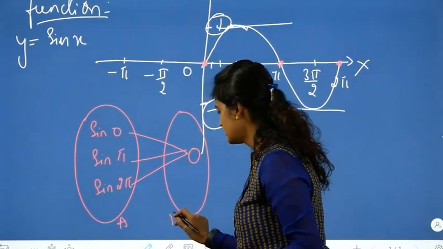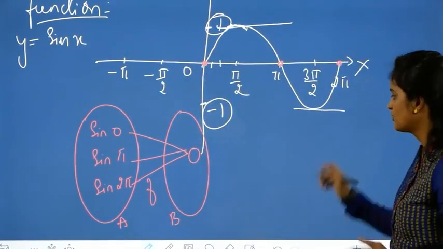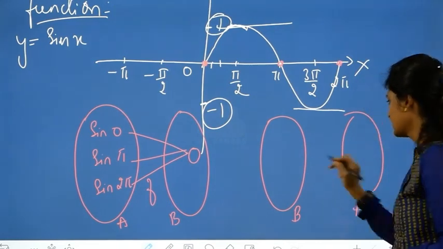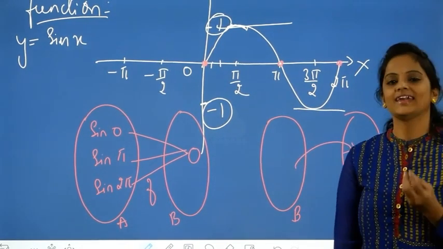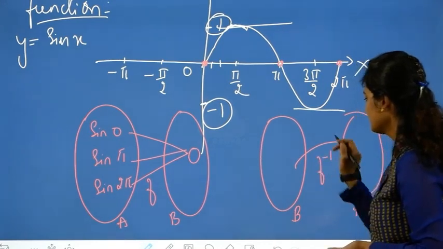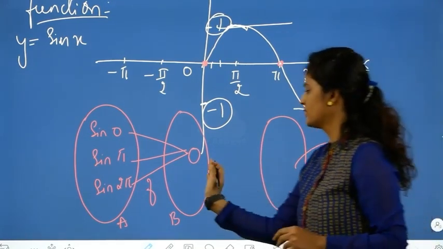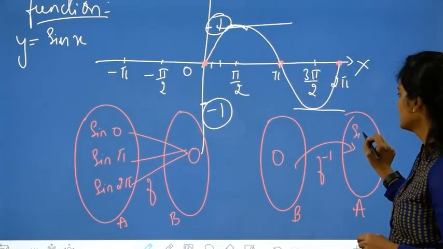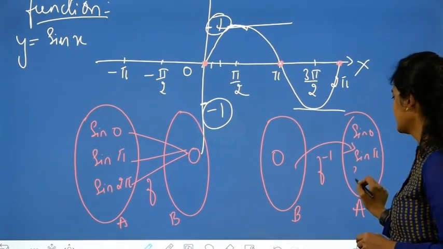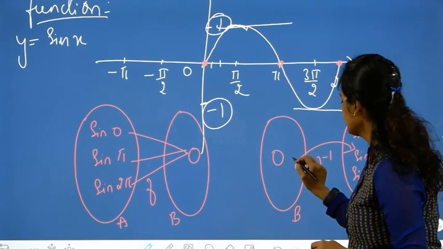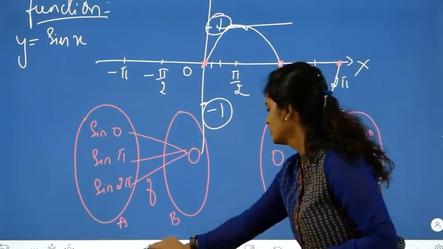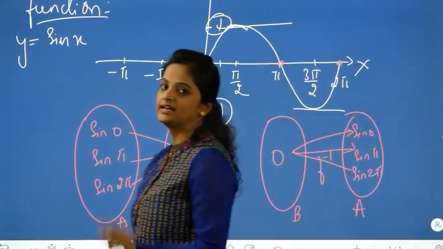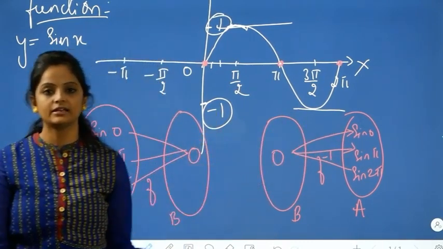Just see if you are reversing this. Suppose this is a set A, set B and this is a function what we are talking. Now I am reversing that and I am taking from set B to set A. What is this function called? Inverse function. So this is taken as F inverse. When I am changing the direction from B to A, that becomes F inverse. So here what is there? Only 0. Here I have sine 0, sine pi and sine 2 pi. So if one element is going to multiple elements, will that be a function? See now. So single element is going to 3 different elements in set B.